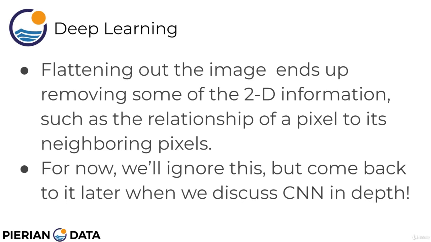Now, keep in mind that flattening out that image will actually end up removing some of the two-dimensional information, such as the relationship of a pixel to its neighboring pixels. For now, we're just going to ignore that loss of information by flattening it out, but we'll come back to it later when we discuss convolutional neural networks in depth and why they're actually a better approach for images. But for right now, let's go ahead and try out using an artificial neural network on this data set.